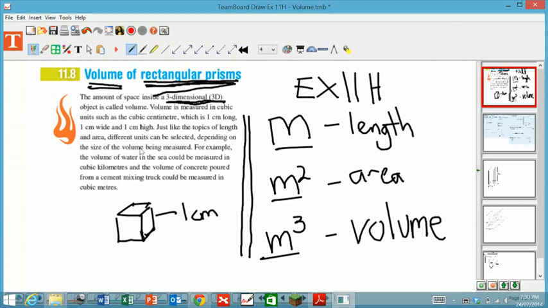Just like the topics of length and area, different units can be selected depending on the size of the volume being measured. So as I said, millimeters, kilometres, centimetres, all those sorts of things.